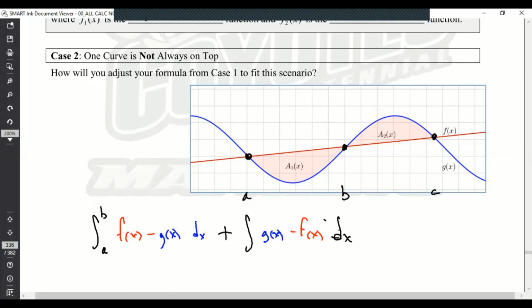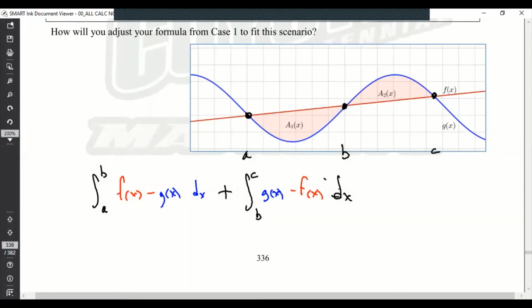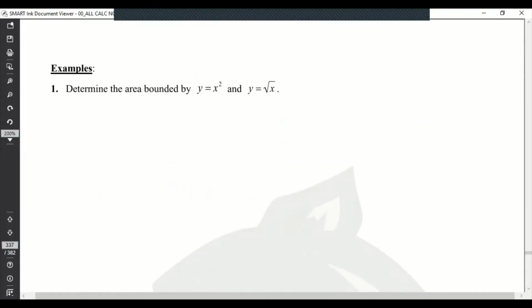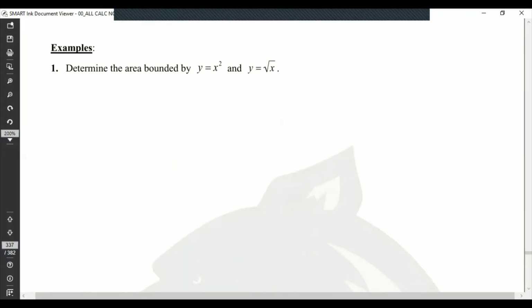Our limits of integration here go from b to c. Now we are able to add these two together because they will each be a positive area. They're going to be a positive area because we're taking the top curve minus the bottom curve in both cases. So for example, always a good idea to sketch this out.